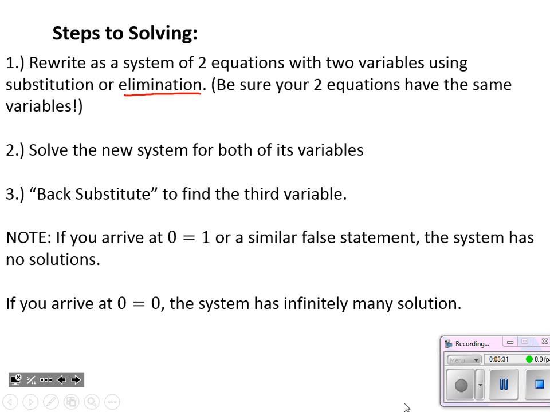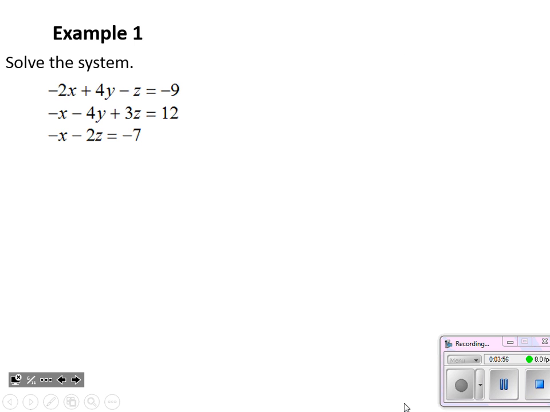Okay, and after that, steps 2 and 3, we're going to solve the new system to find both of its variables, and then we're going to substitute those variables back into an original equation to find the third variable. And after our steps, you see it says note, this is how to tell, as a result of our algebra, how do we know if we have no solutions or infinitely many? So that's what those are there to provide. So let's take a look.